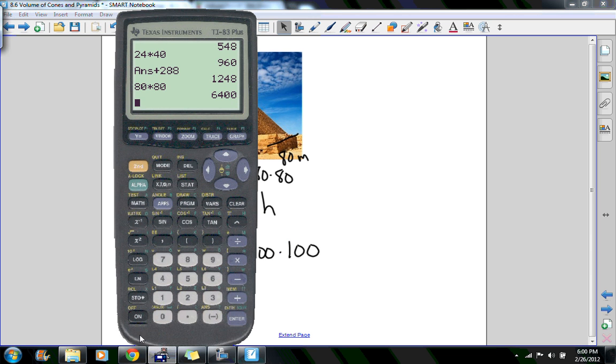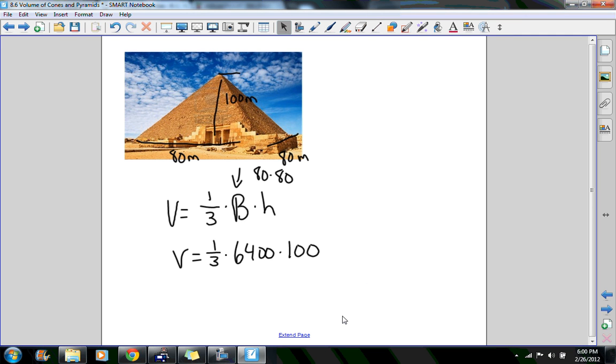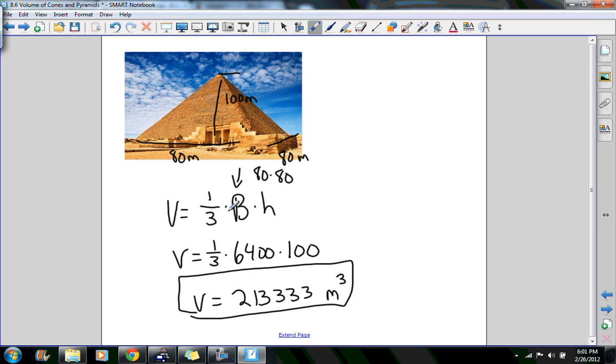So now we're going to do 1 divided by 3 times 6,400 times our 100, and so it's going to be 213,333. Wow. Now, the labels, because we're working in volume again, it's going to be meters cubed. Formula will always be the same: 1/3 times the area of the whole base times the height.